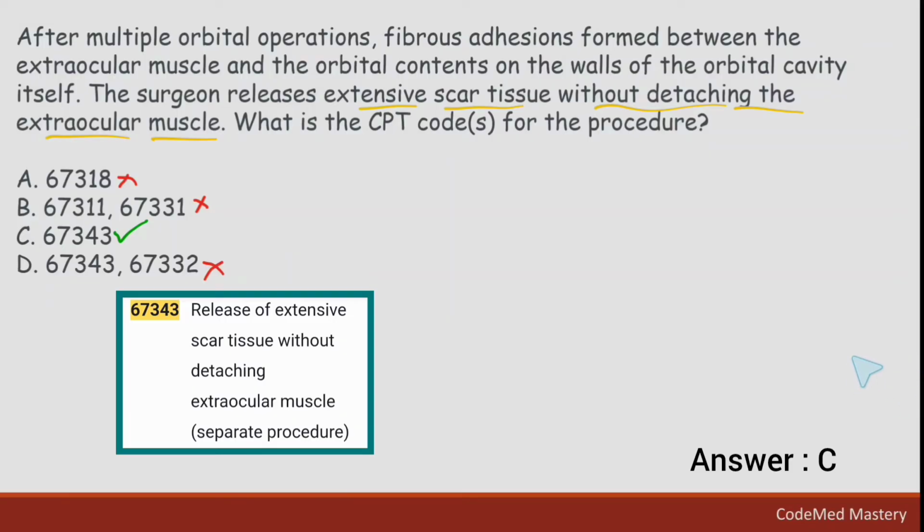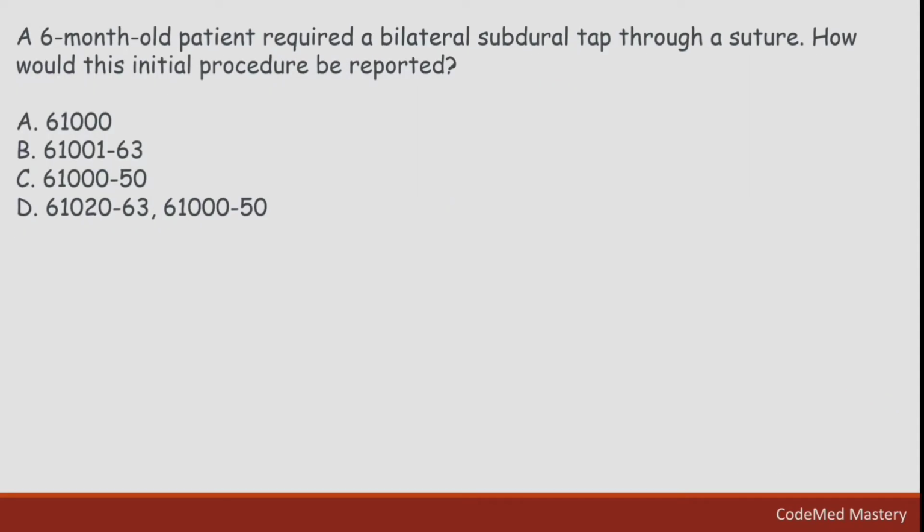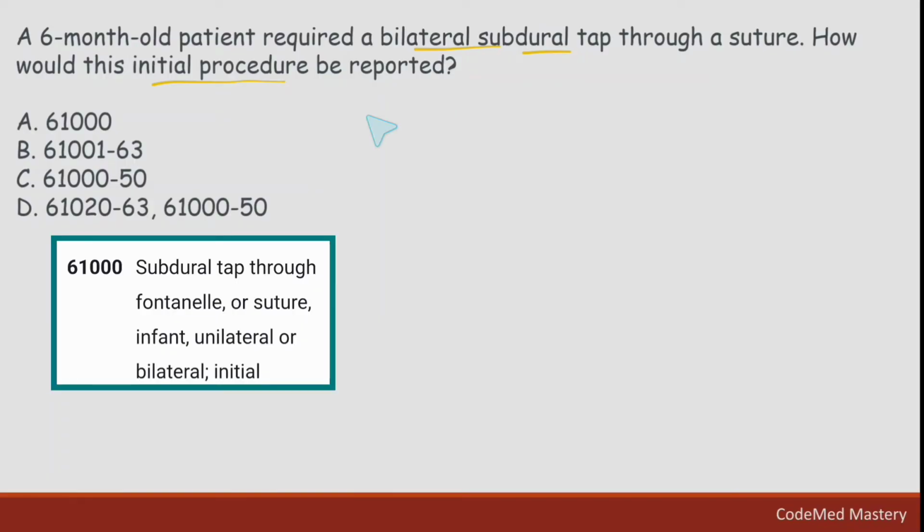Let us solve another question. Read the question. A 6-month-old patient required a bilateral subdural tap through a suture. How would this initial procedure be reported? Okay. So here they are asking bilateral subdural tap initial procedure code. So check option A, 61000. 61000 is for subdural tap through fontanelle or suture, infant, unilateral or bilateral, initial. So that is exactly matching with the question. That is subdural tap through suture and it is a bilateral and initial procedure. So option A is the right answer.